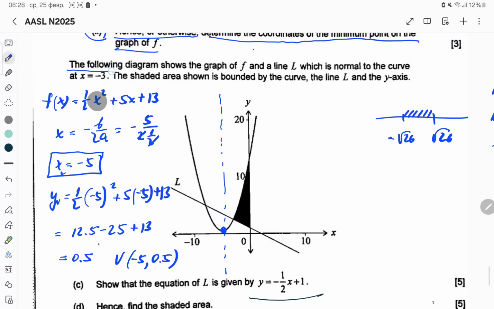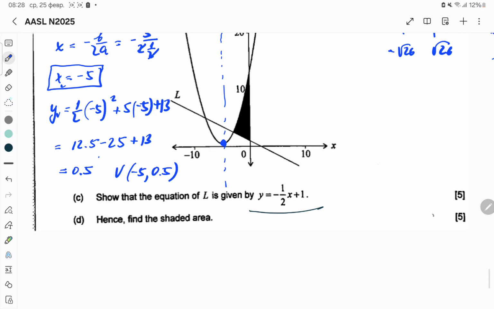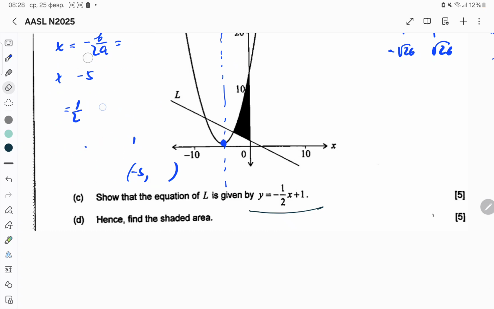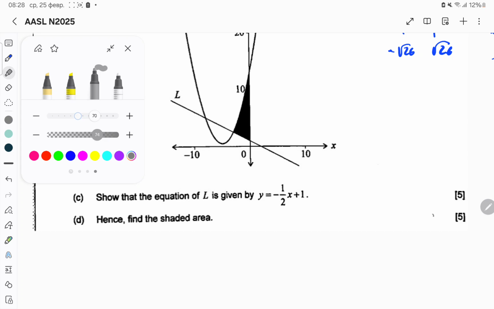The following diagram shows the graph of f and a line L which is normal to the curve at the point x equal to negative 3. The shaded area shown is bounded by the curve, the line L, and the y-axis. In part C we have to show that the equation of L is equal to minus 1 over 2 x plus 1. Let's show that.